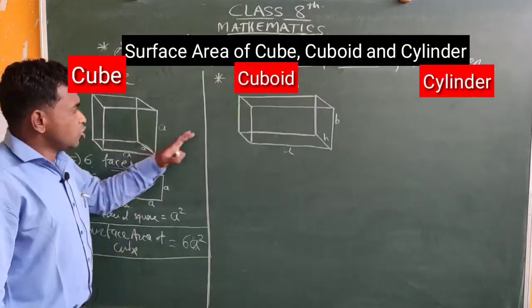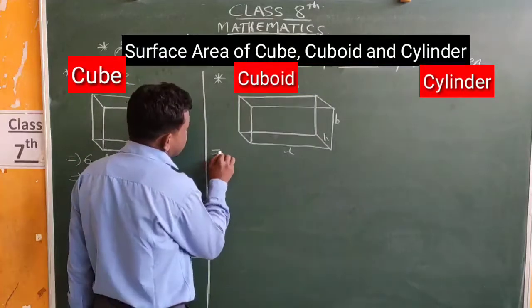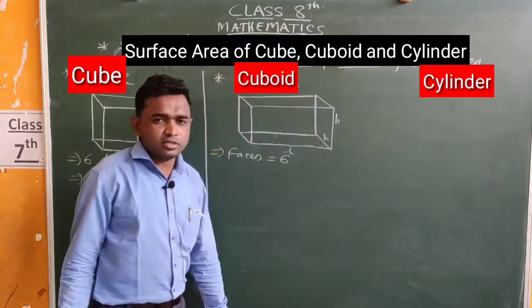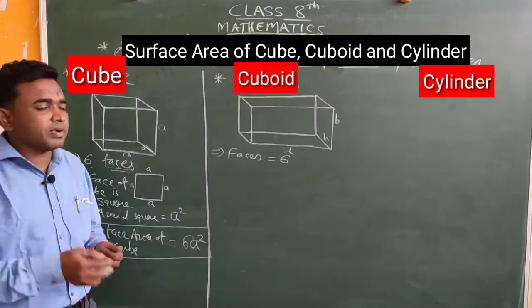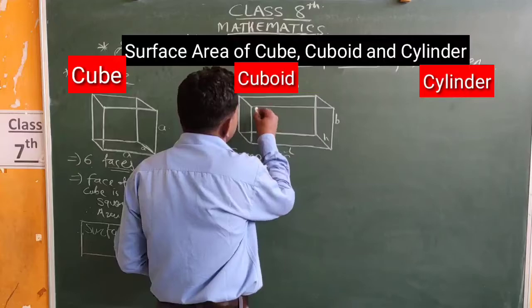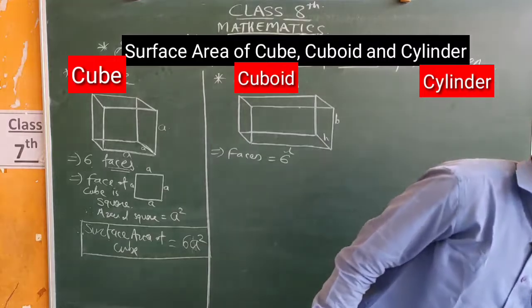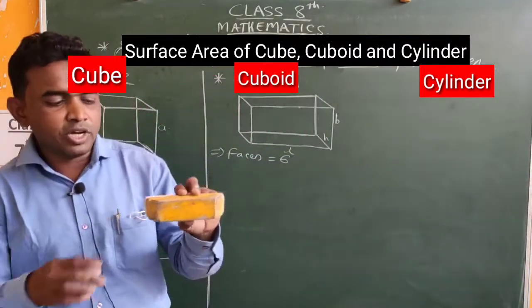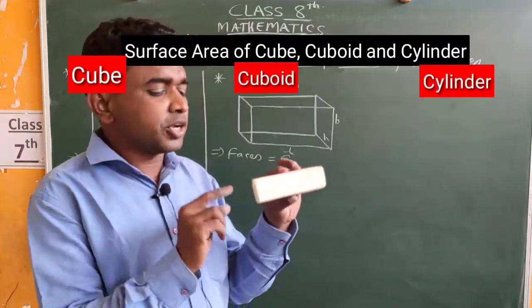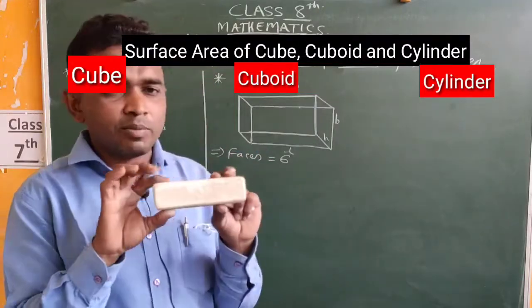Again, the cuboid has 6 faces. They come in pairs. This is one face, which is a rectangle, and again it has a back face. For example, if we consider this a duster, it is a good example of the cuboid. If we consider it placed straight, then this is the best example for the cuboid.